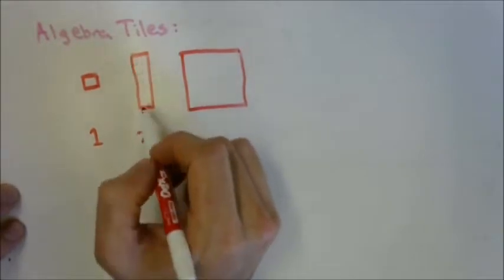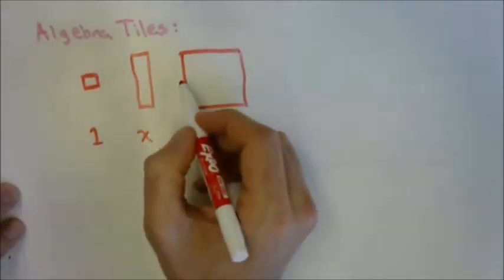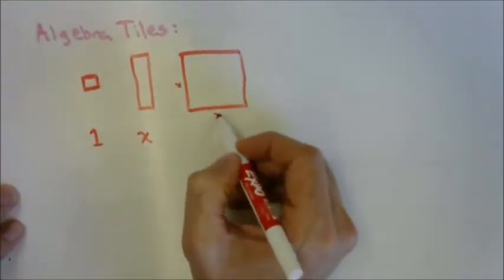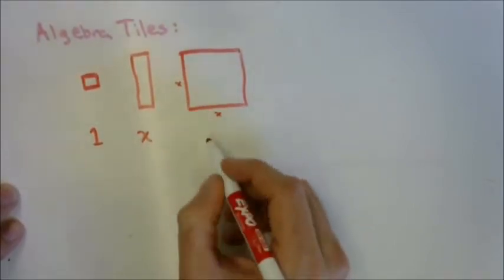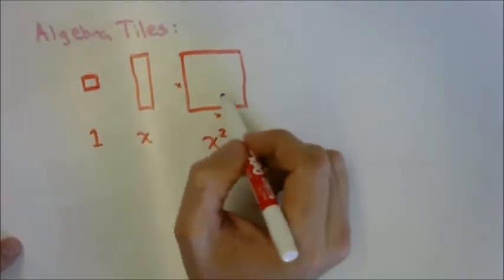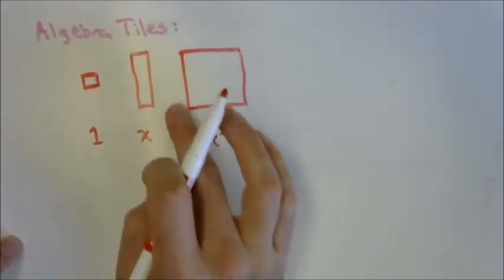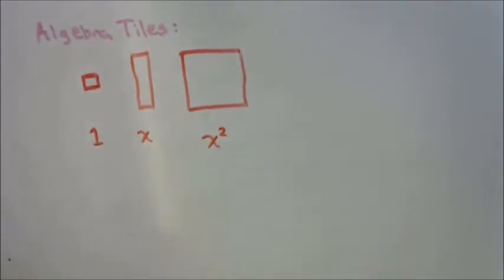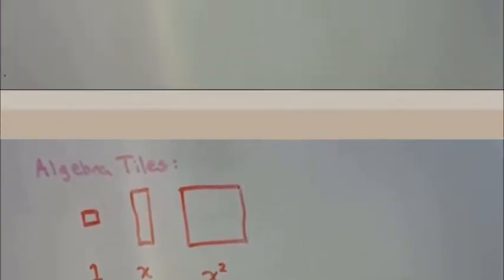And if this length is x, then that makes this length x and this length x, which makes this box represent x squared. X times x. The area of this box is x squared. So when we're talking about algebra tiles, that's what you need to remember. Good. Let's go to Example 1.